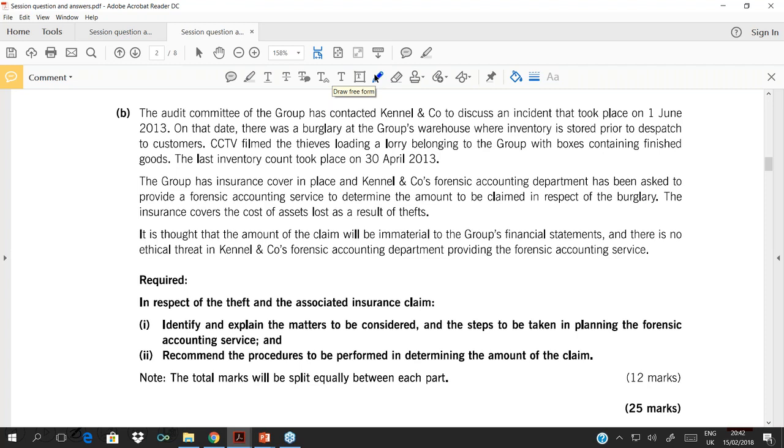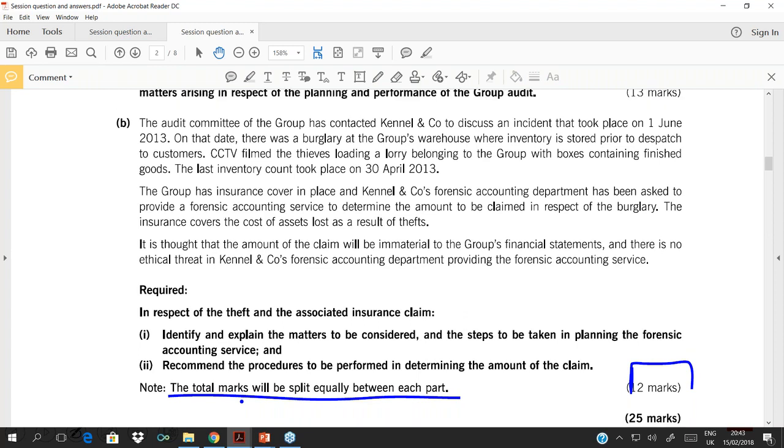Okay, now just focus on the question, right? Will we do the planning of 12 marks? There are 12 marks allocated by the examiner on forensic. Now we should do the planning of the 12 marks. The examiner says the total marks will be split equally between each requirement. So 6 marks for 1 and 6 marks for 2.